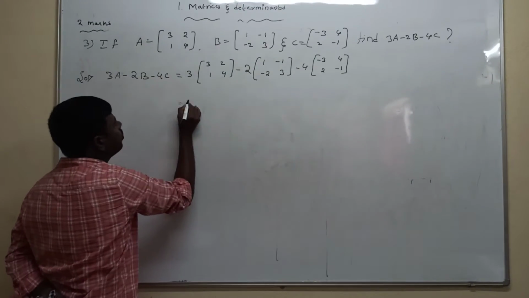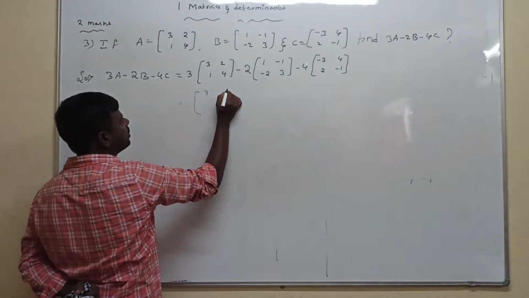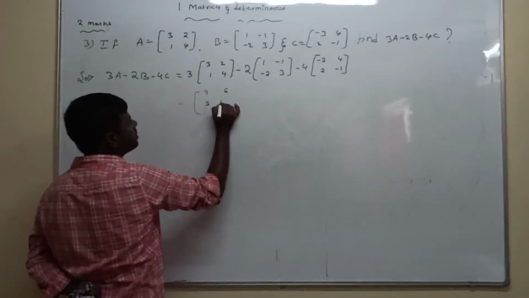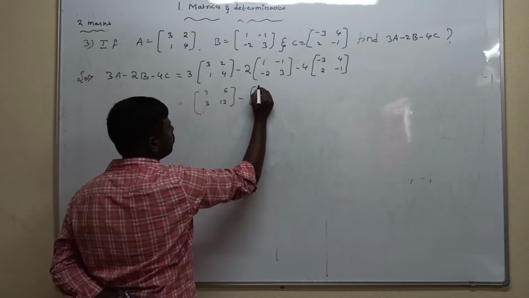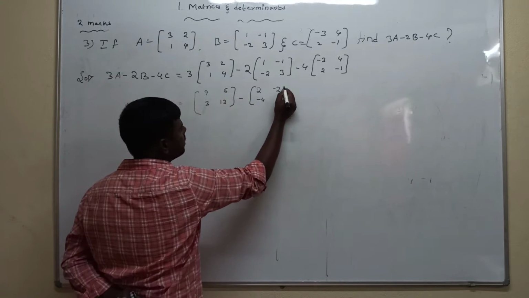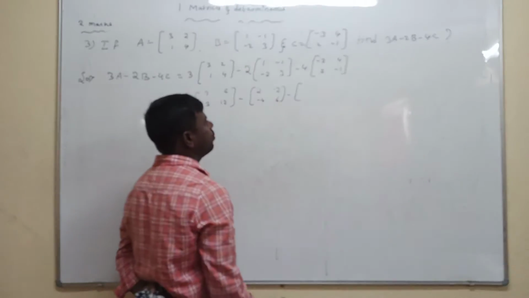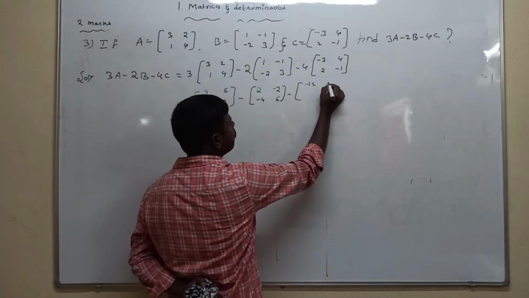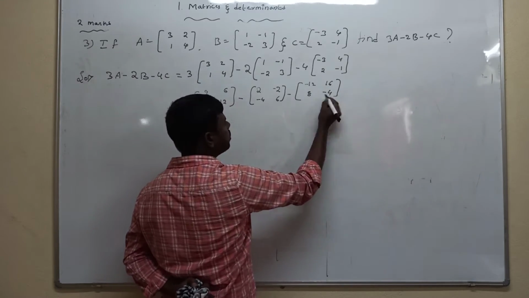Now each element product with 3: 3 threes are 9, 3 twos are 6, 3 into 1 is 3, 3 fours are 12. In this matrix each element product with 2: 2 into 1 is 2, minus 2, minus 4, 6. In this matrix each element product with 4: 4 into minus 3 is minus 12, 4 fours are 16, 4 twos are 8, 4 into minus 1 is minus 4.